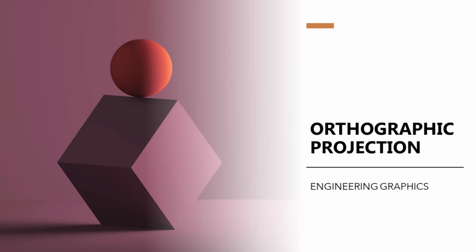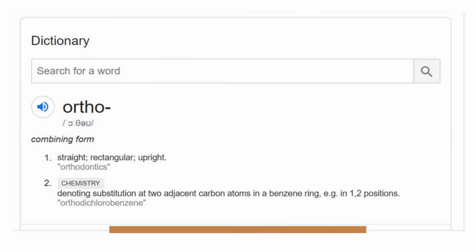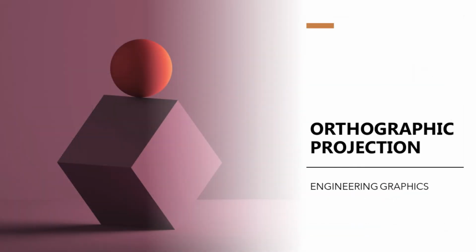Today we are going to study a topic called orthographic projections. Orthographic projection is a common way of representing 3D objects in 2D space. It is used extensively in all forms of engineering. Orthographic is a combination of two words: ortho, meaning straight, and graphics, meaning drawing. It is extensively used in engineering and in all domains.